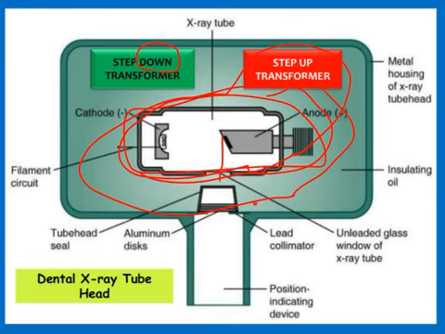One is the unleaded glass window and the other is where the surface of oil and the metal barrier of the tube head seal. So some amount of filtration takes place which filters the long wavelength, low energy X-rays because they get absorbed, and it allows the high energy X-rays to pass through. Okay, so two points inside the X-ray machine which act as filters: unleaded glass window and oil and metal barrier.